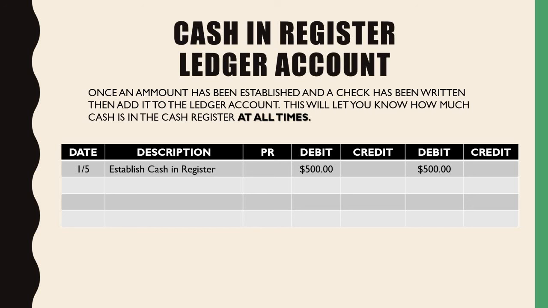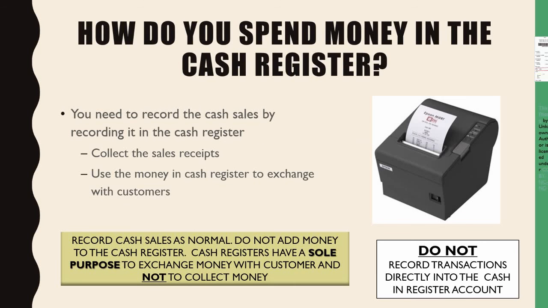So how do we actually spend the money in the cash register? Here's the thing. You don't spend it. You simply use it to exchange money with your customers. In this case, you're going to be gaining money as opposed to spending money, because if you're selling a product, they're giving you the money and you're collecting it. You don't spend from it; you're only exchanging with your customers and collecting money.